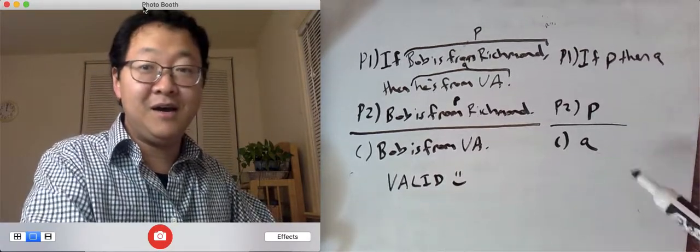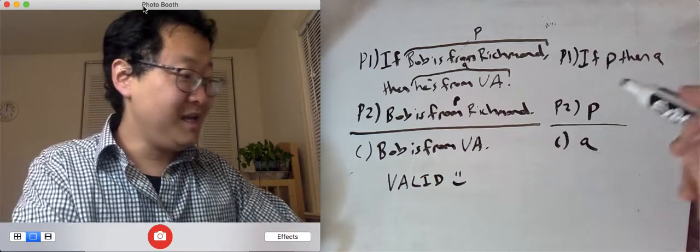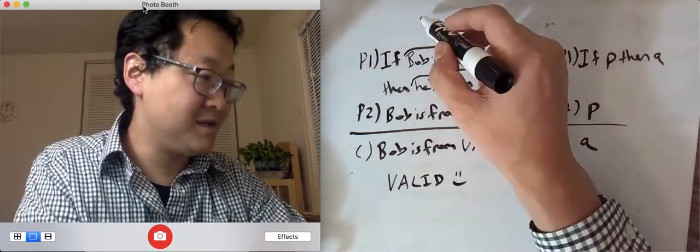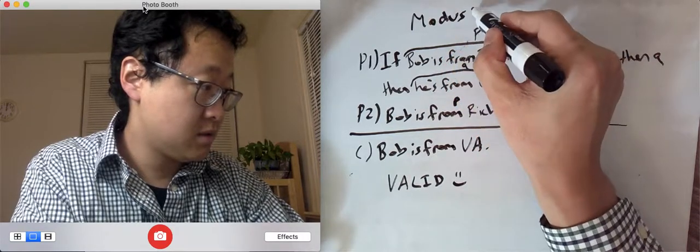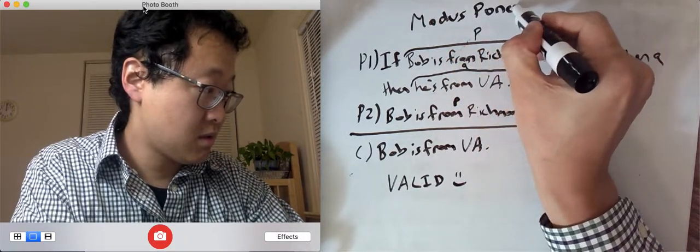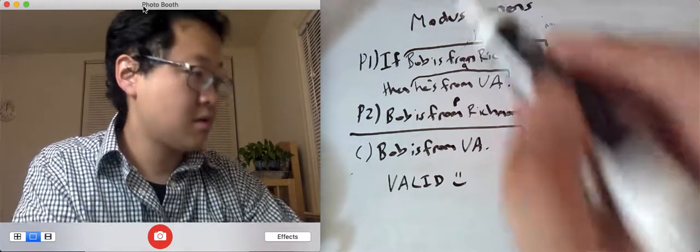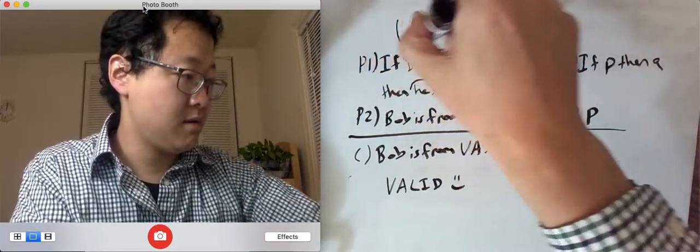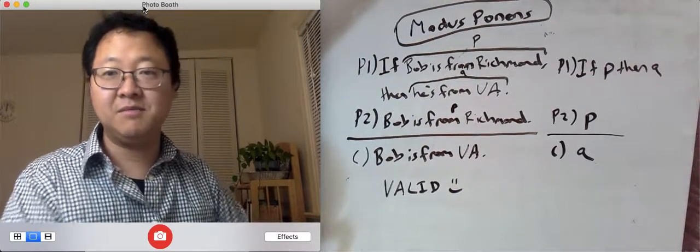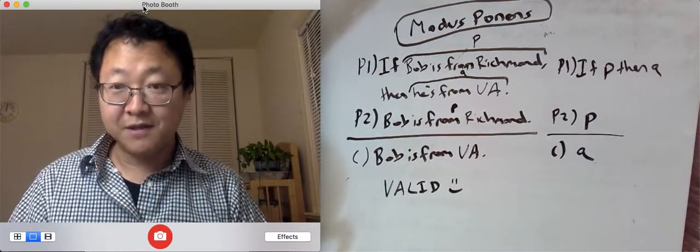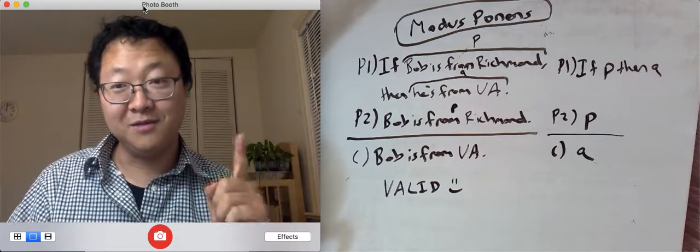Now, I already gave the name earlier, but any argument of this form is going to be called modus ponens. Any argument in this form is going to be called modus ponens. Okay, so that's the first argument form, and we'll be learning another one in the next video.